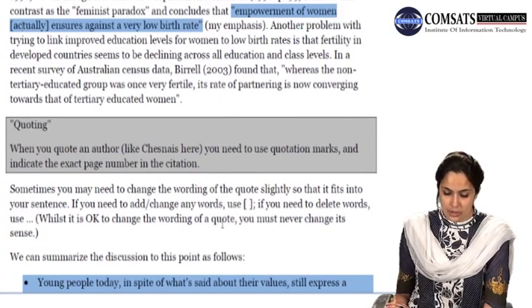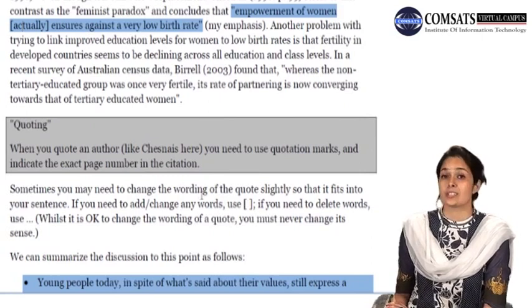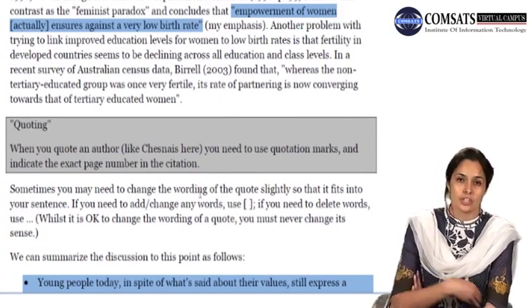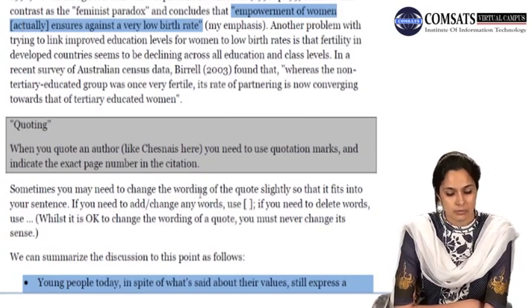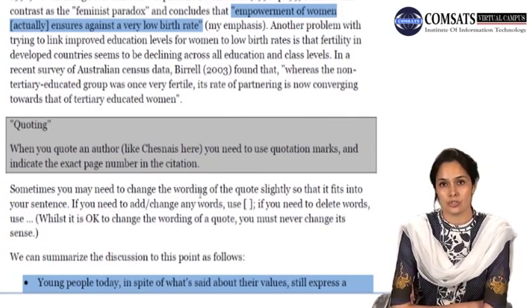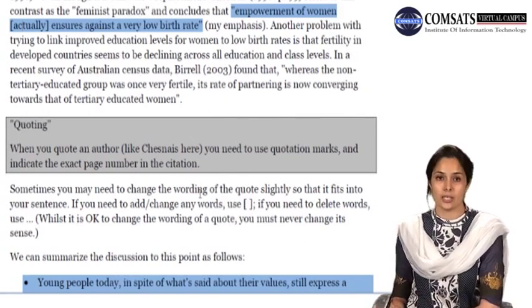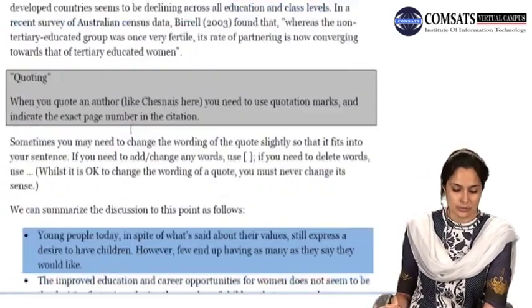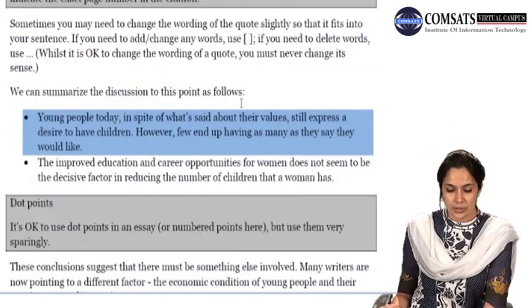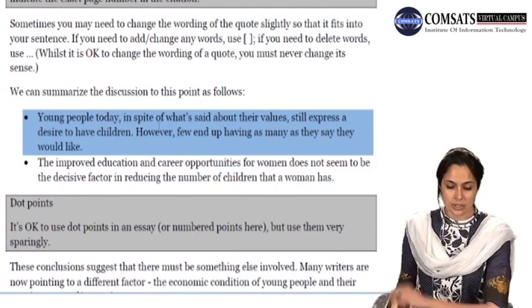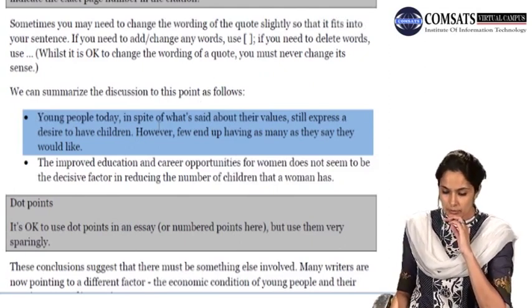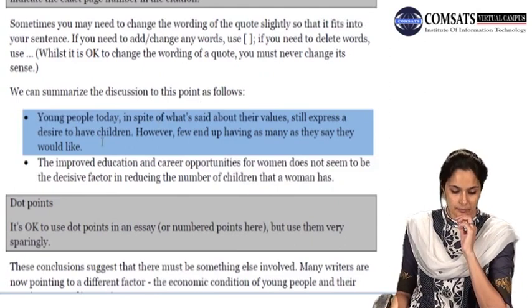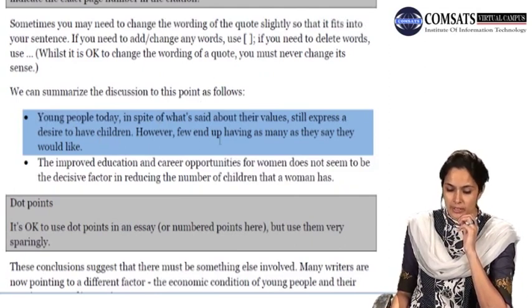Whilst it is okay to change the wording of a quote, you must never change its sense. Quotation किसी की किताब से आप लेते हैं, कोई information उसके words change करने में कोई हर्ज नहीं, उसका meaning हरगिज नहीं बदलना है. That is considered plagiarism. We can summarize the discussion to this point as follows. Young people today, in spite of what's said about their values, still express a desire to have children. However, few end up having as many as they say they would like.